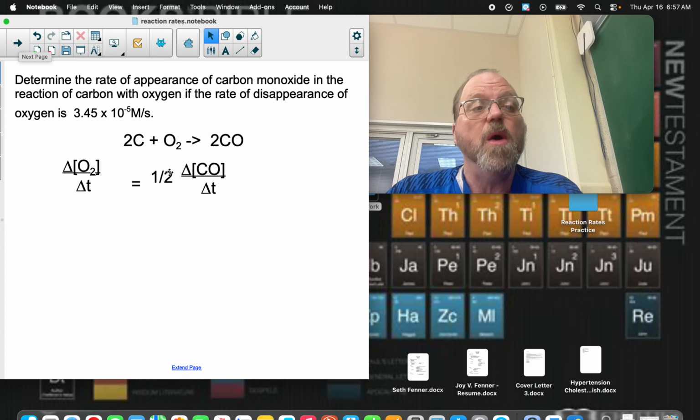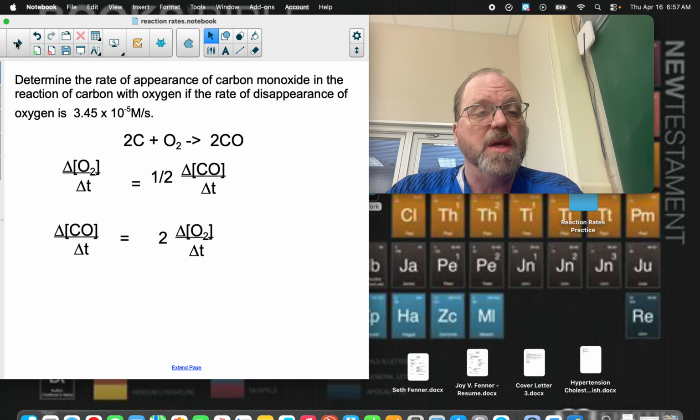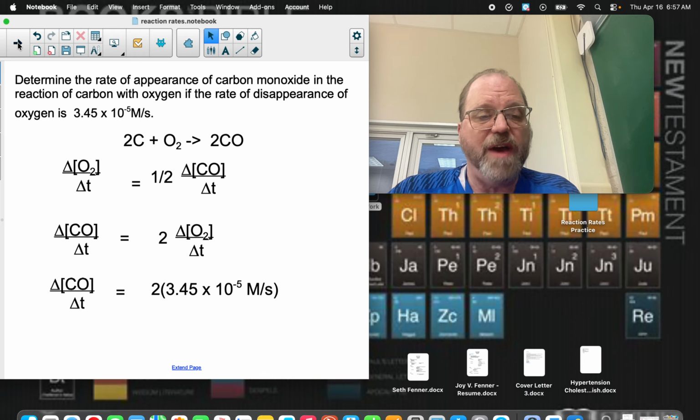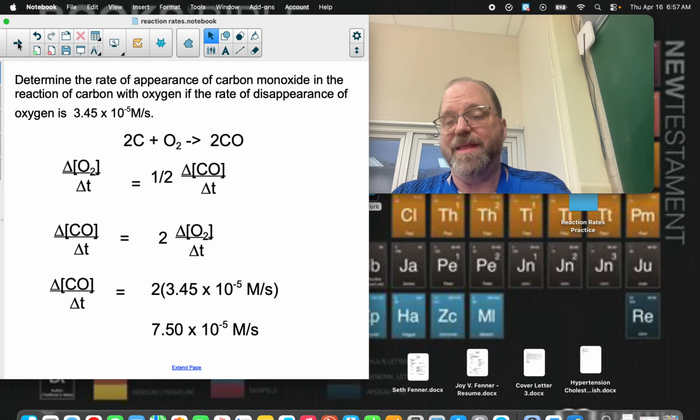Now we're looking for the rate of appearance of carbon monoxide, so we're solving for CO. So the rate of appearance of CO over time is equal to 2, because we're bringing it to the opposite side, 2 times the rate of disappearance of oxygen. Now from the problem, we see the rate of disappearance of oxygen is 3.45 times 10 to the minus fifth. So multiply by 2, and we get 7.50 times 10 to the minus fifth molar, and that's my answer.